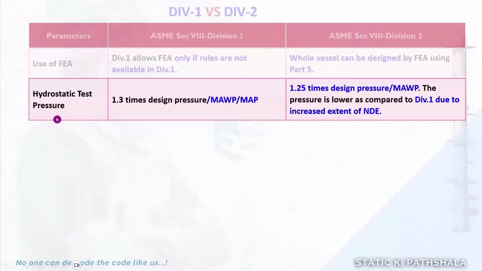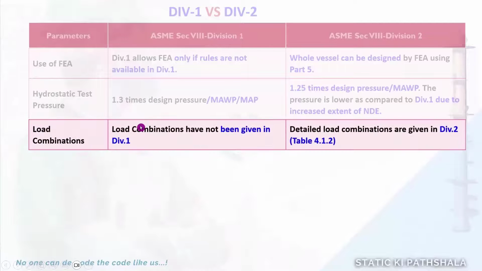Then comes hydrostatic test pressure. In Division 1, as per UG-99(b), we use the equation 1.3 times the MAWP times the lowest stress ratio. So here the multiplication factor is 1.3, and for pneumatic it is 1.1. When it comes to Division 2, the hydrostatic test pressure is only 1.25 times the MAWP or design pressure. The pressure is lower compared to Division 1 due to the increased extent of NDE and the methodologies given in Division 2. So Division 2 has 1.25 times and Division 1 has 1.3 times the MAWP.